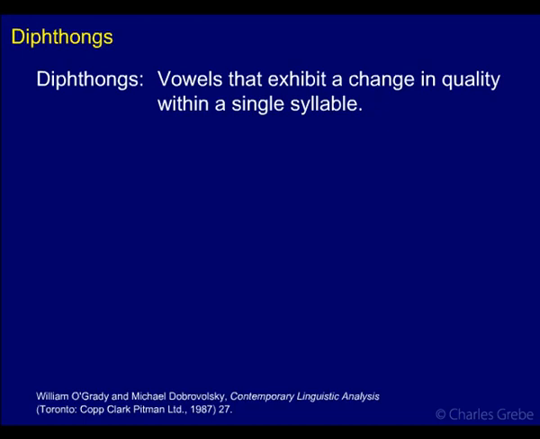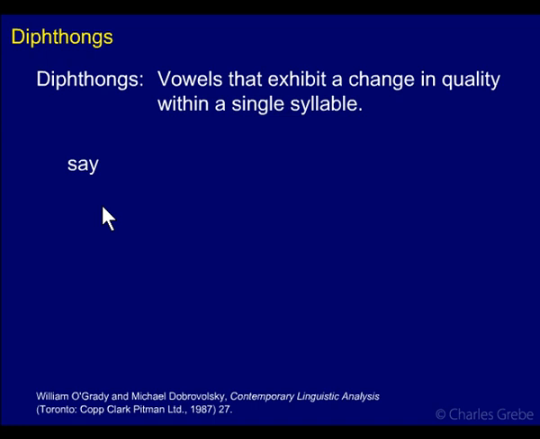Let's look at some English examples. All of this definition, and these examples in English, come from O'Grady and Dobrovolsky's textbook, Contemporary Linguistic Analysis. Right down here. Here's an English example: the word say. You hear how the vowel changes in say. It's one syllable, but the vowel changes as you move through it.